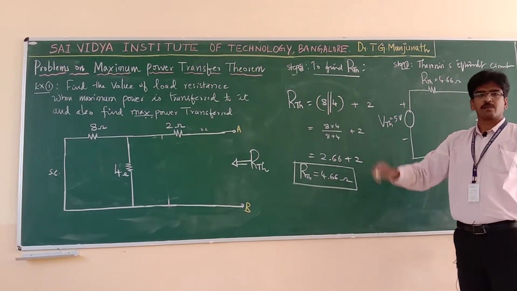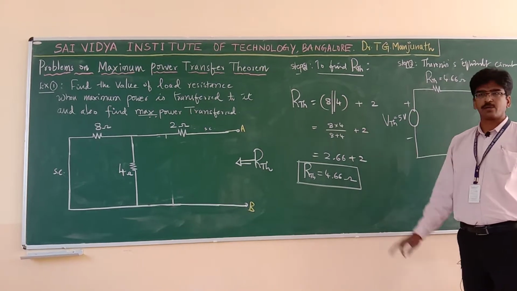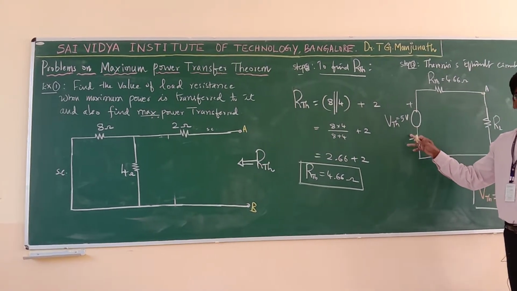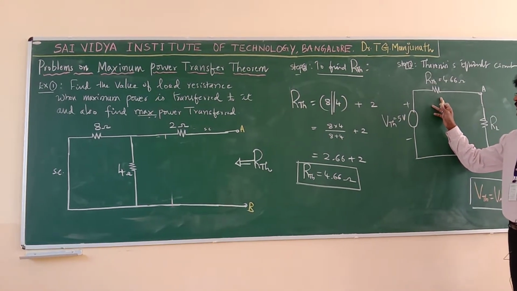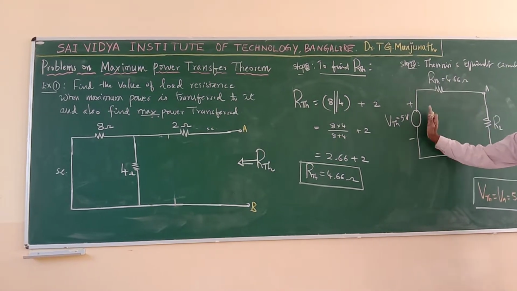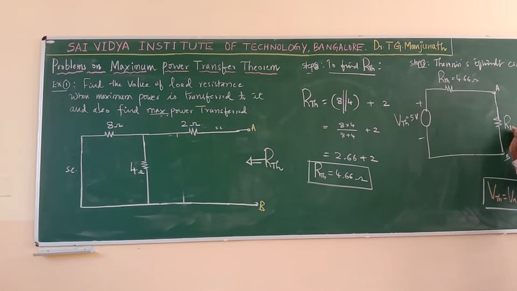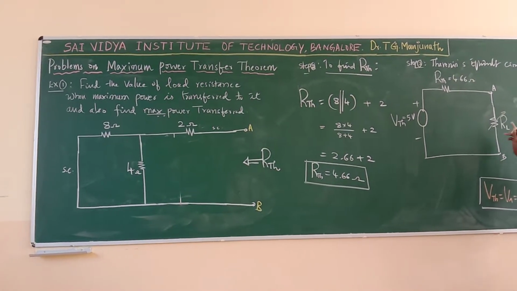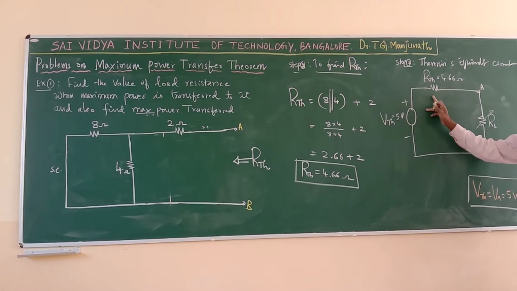Now, what type of network was given? It is a DC network, because no inductor, no capacitor was shown, and hence it is a DC source, and the source resistance is R Thevenin. Then what type of load is it? Resistive load. So when the source is DC, the load is purely resistive. So what is the condition for maximum power transfer? The value of load resistance must be equal to the value of source resistance.